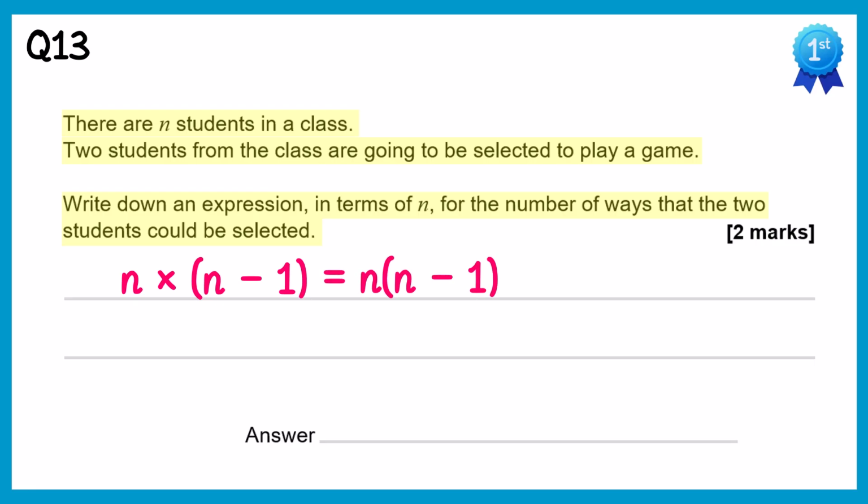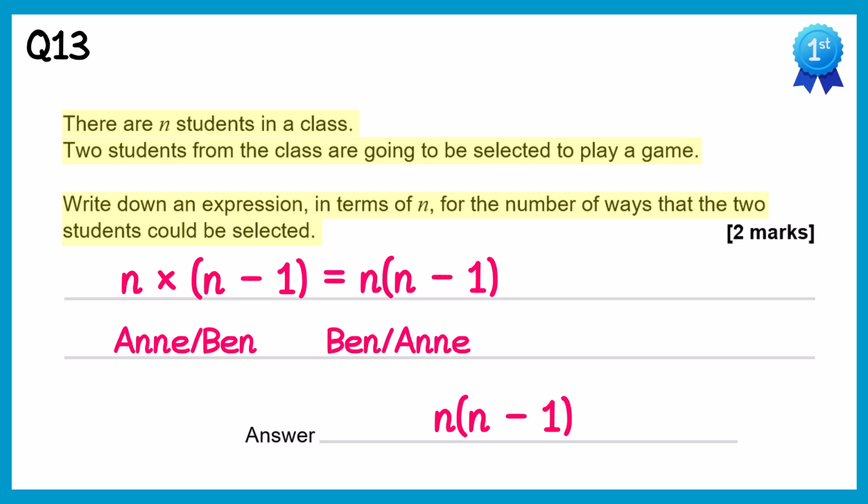So this will be the number of ways of selecting the first student multiplied by the number of ways of selecting the second student. However, there is one problem you do need to consider. Let's imagine we had 2 students that we selected called Anne and Ben. If we selected Anne as the first student and Ben as the second student, this would actually be the same selection as if we selected Ben as the first student and Anne as the second student. It wouldn't actually matter, we'd have just selected Anne and Ben. This means we've actually counted each of the possible selections twice. So we need to halve our answer. So it's n bracket n minus 1 divided by 2.